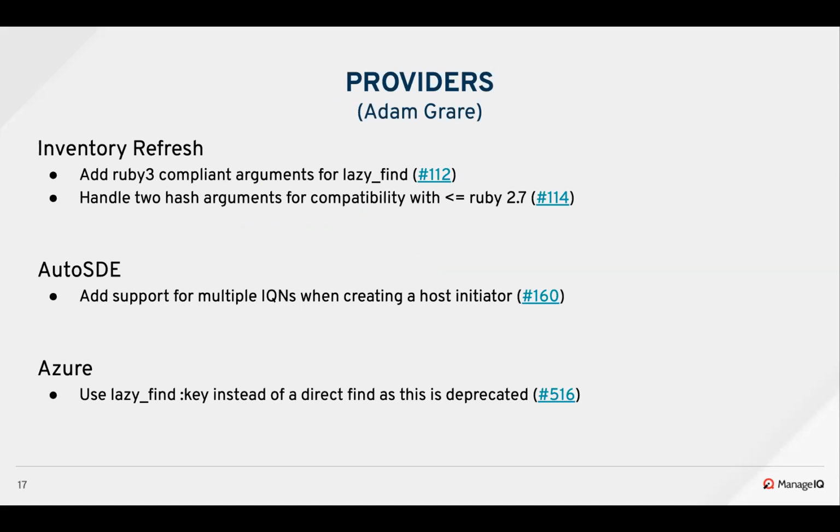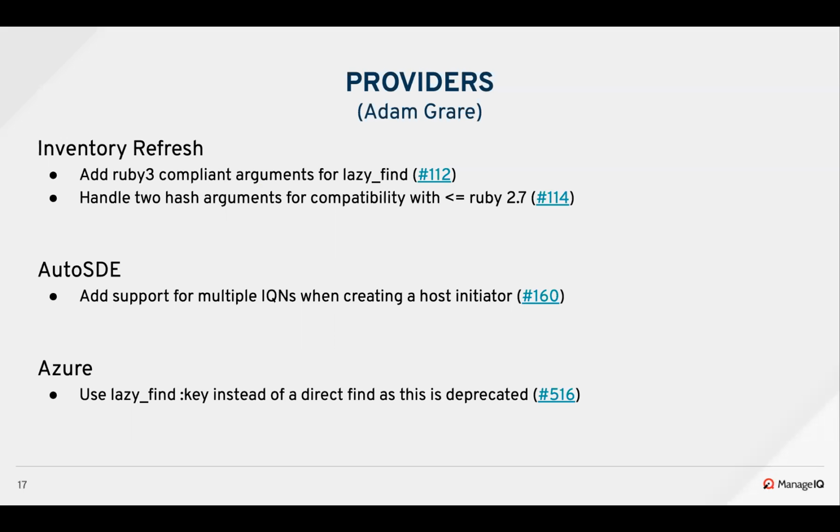All right, so for providers this sprint, in the inventory refresh gem, we added Ruby 3 compliant arguments for lazy find, which is one of the primary methods that was causing us some problems in moving a lot of the provider refresh code to use Ruby 3.0. We also added some compatibility to that method where we handled 2 hash arguments, which was a way that it was being called and was working with 2.7, but stopped working in 3.0. So we'll have some compatibility before we migrate off of this and deprecate that calling convention completely.